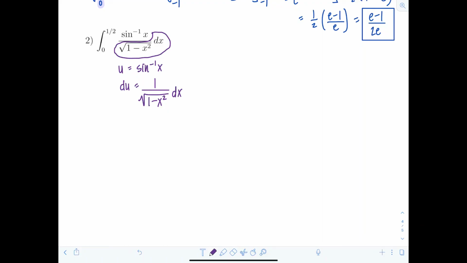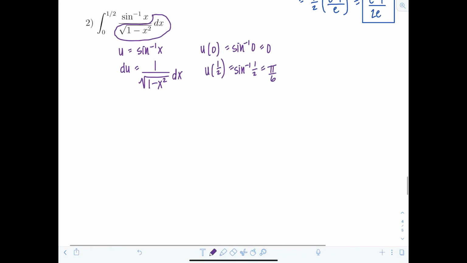So u is sine inverse of x. u of 0, the lower limit, is going to be sine inverse of 0. Well, sine inverse of 0 is 0. And then u of 1/2 is going to be sine inverse of 1/2, which is pi over 6. All right, yeah, you have to remember your trig too.